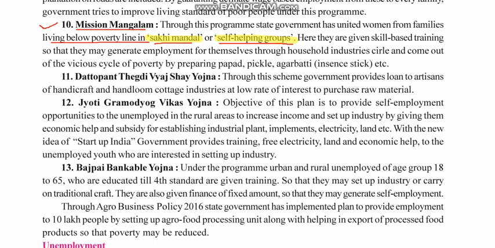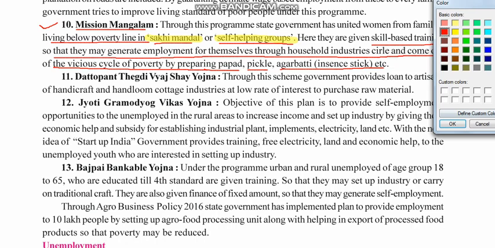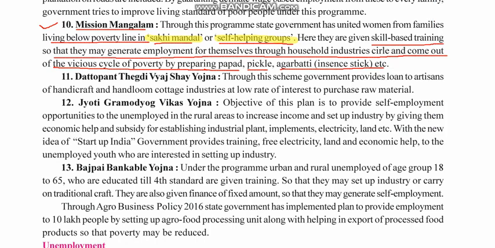Here they are given skill-based training so that they may generate employment for themselves through household industries and come out of the vicious circle. At the same time, they are also provided with low interest rate bank schemes. What kind of activities do they do? They prepare papads, pickle, agarbattis, that is incense sticks, and so on. So this way they can help themselves and their families to come out of this vicious circle of poverty by providing such schemes.